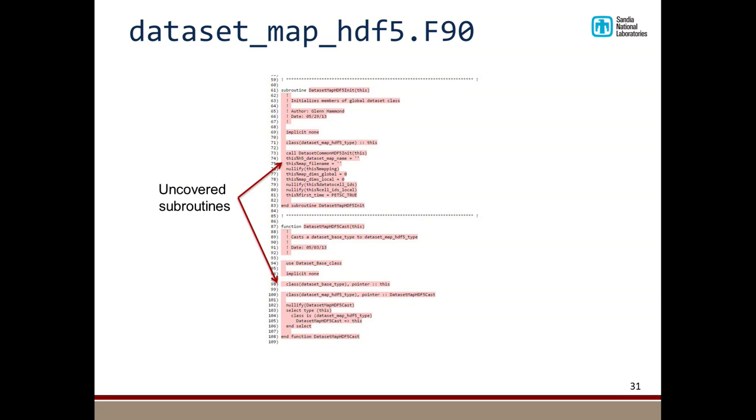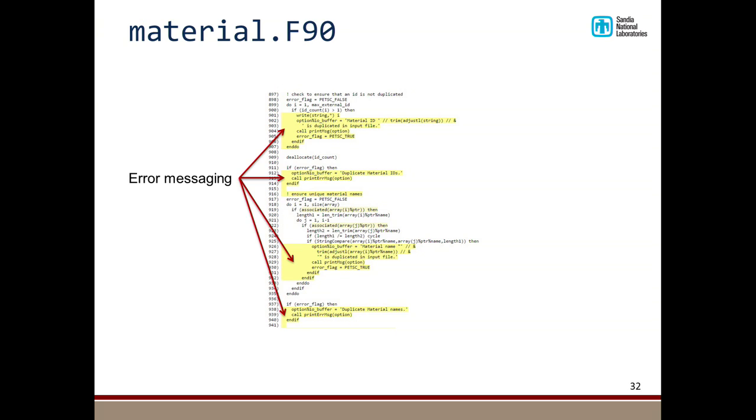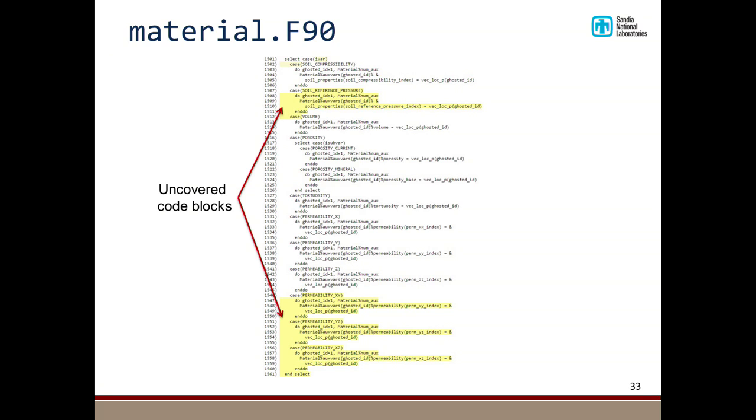If you look at the entire file, it will have red, meaning nothing is covered. Bad news. We just haven't written any regression tests that use this. This is actually for capability that I never use, so I don't write them, and someone else should really write the regression test. Material.f90. These are blocks, it's hard to read, but these are blocks that would be hit if there was a mismatch in material. But we don't fail, so it isn't going to go into those blocks. We have a lot of these error messages throughout the code, through the setup portion.